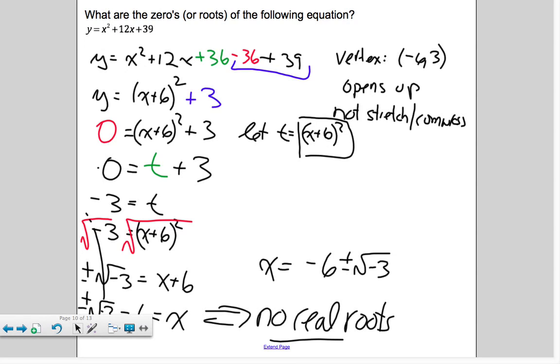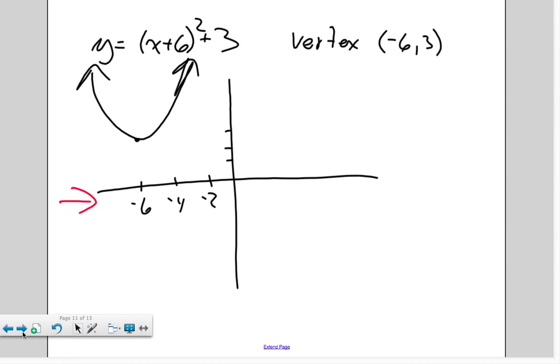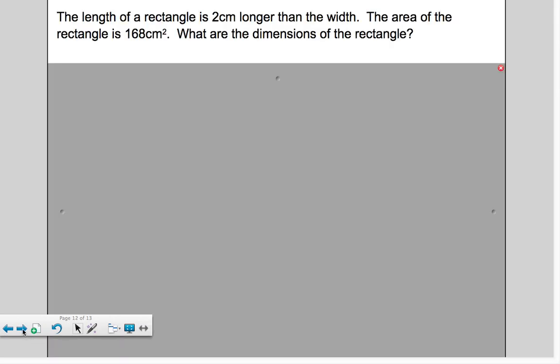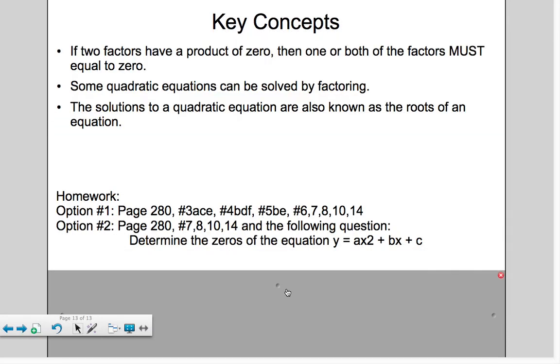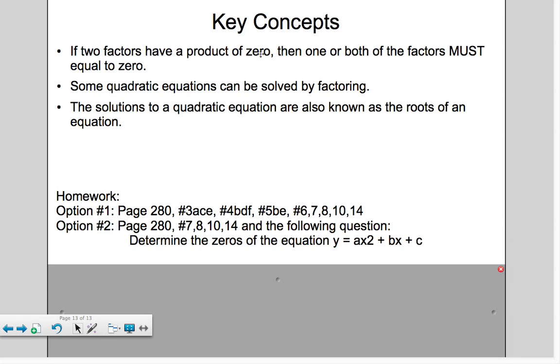Okay, I don't have time for a word problem, so I need to just jump right into the next lesson. Normally I would introduce a word problem that simulates solving an equation, and key concepts. The whole idea is factoring: if any of the factors equals 0, your answer is 0. Some equations can be solved by factoring, but others can't. And the solutions of a quadratic equation are known as roots, okay? So that's enough of that.